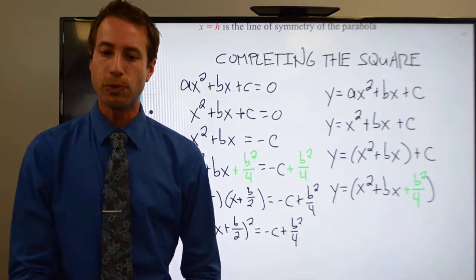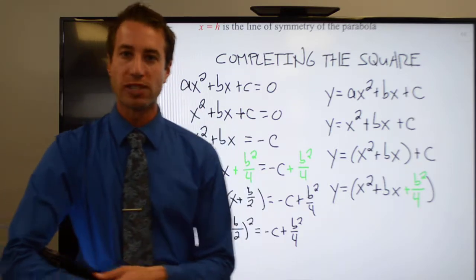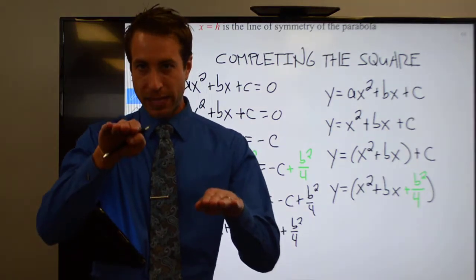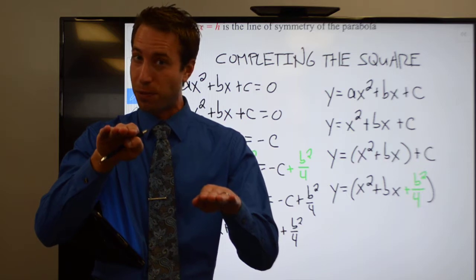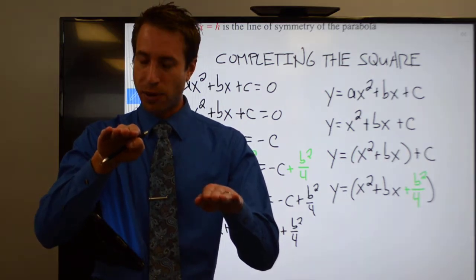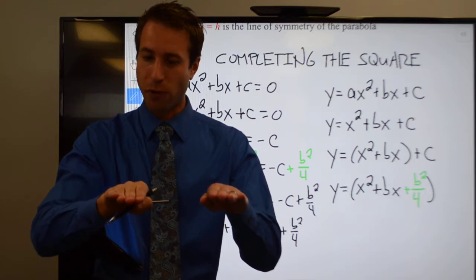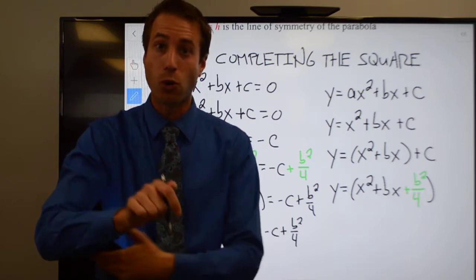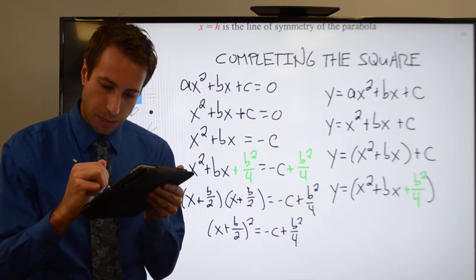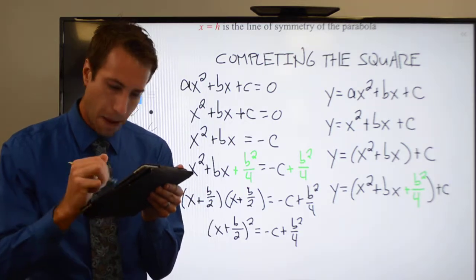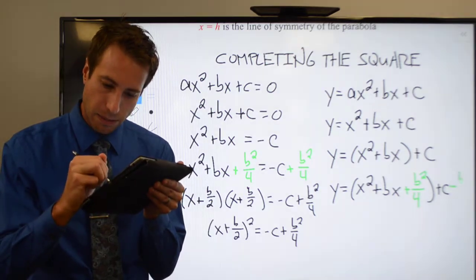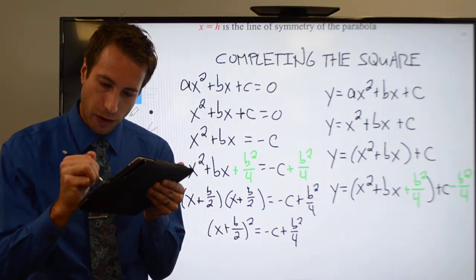So what we're going to do is, instead of adding b squared over 4 to the other side, I've added b squared over 4 to one side inside the parentheses. Outside the parentheses, I'll just subtract b squared over 4. And that'll fix my equality. So now what I've got is plus c minus b squared over 4.